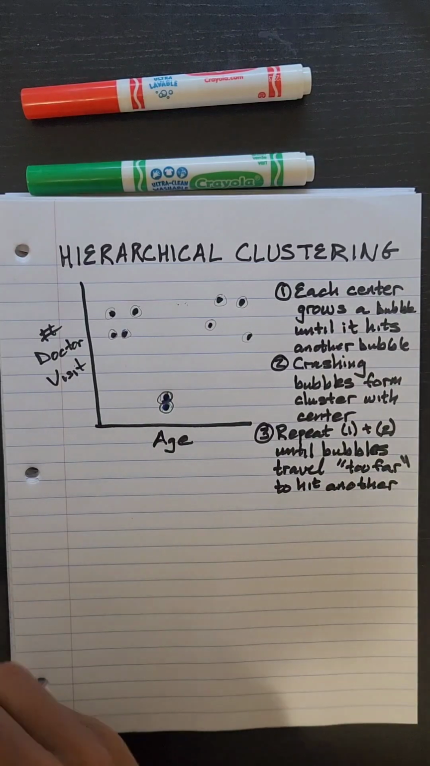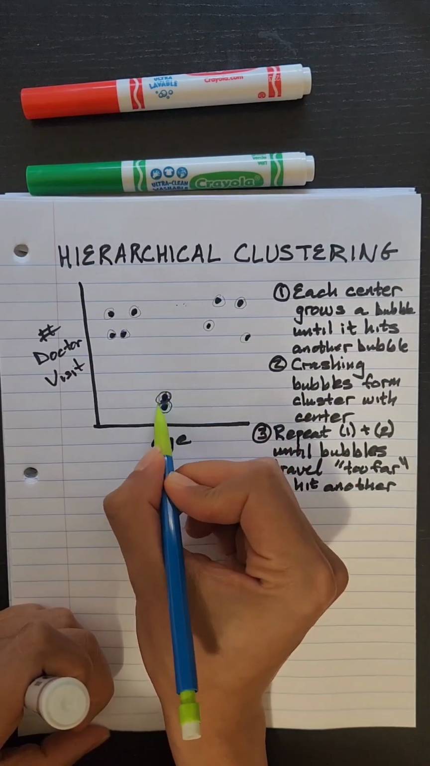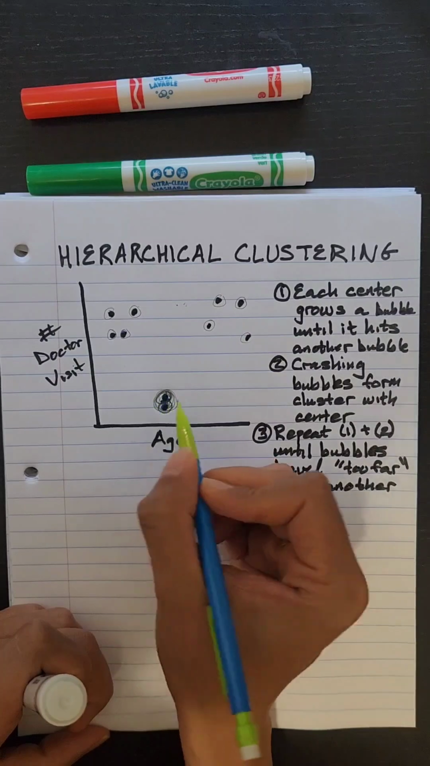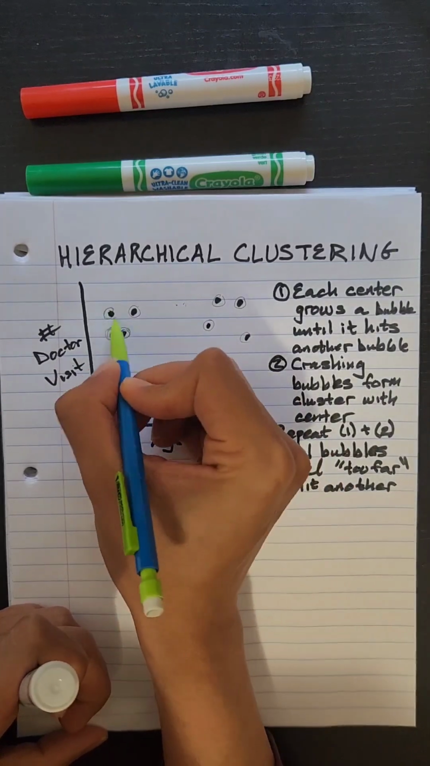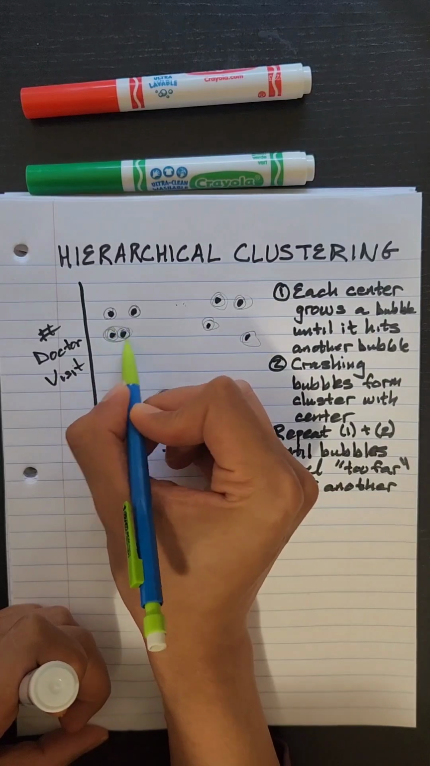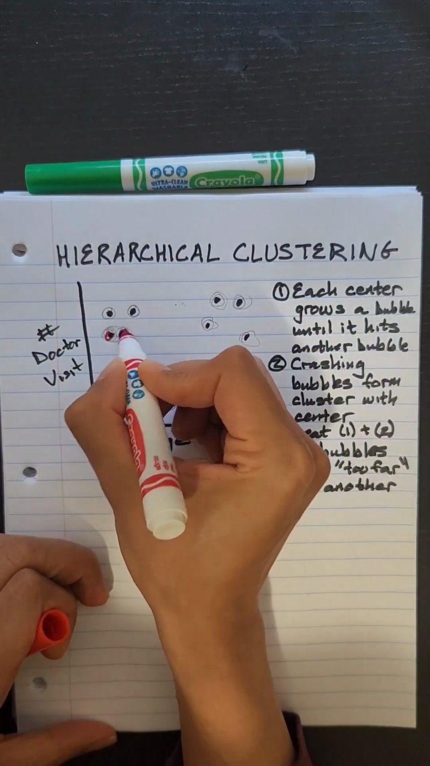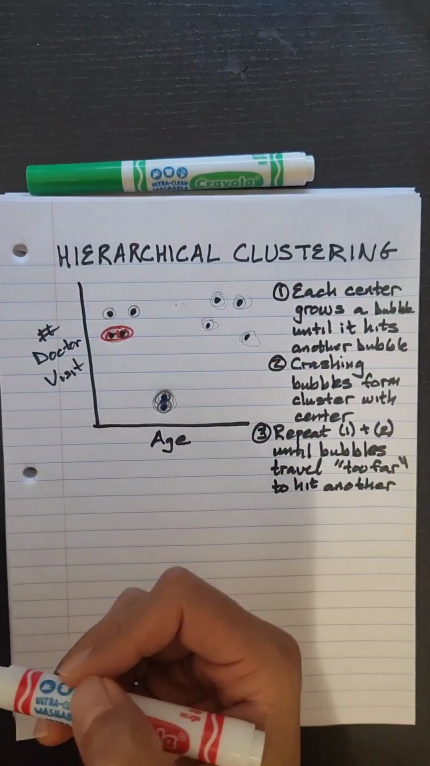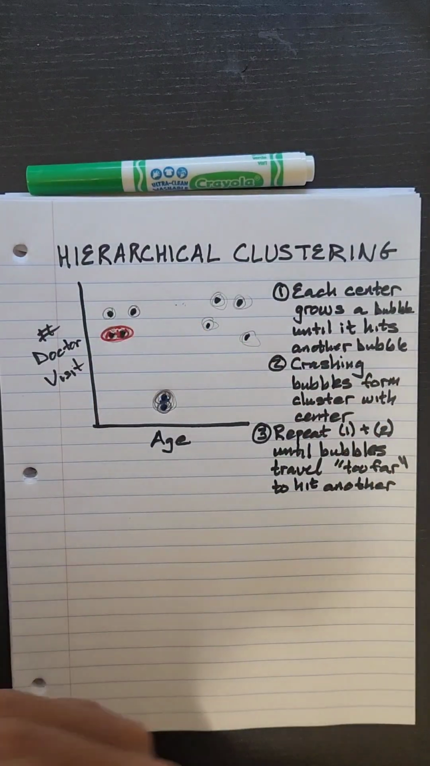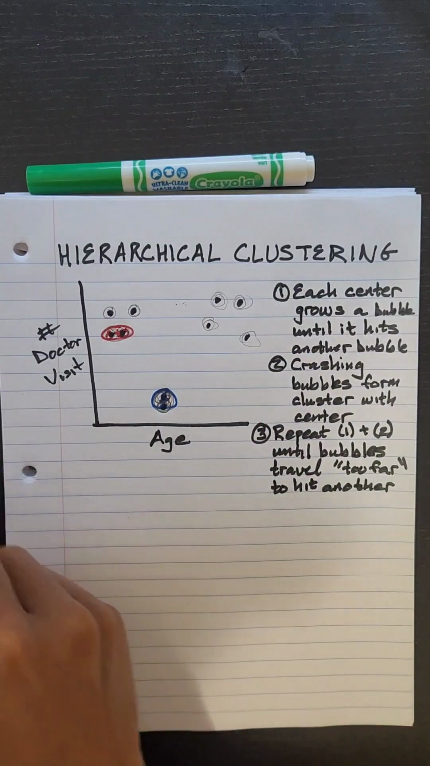So let's imagine all the bubbles are growing. Again, we have this blue cluster, so that's the new bubble for the blue cluster. So all the bubbles are growing, and then boom, we see these two hit each other next. And let's put them in the red cluster, and their center will be here. So we have red cluster, blue cluster. And again, we repeat the algorithm.